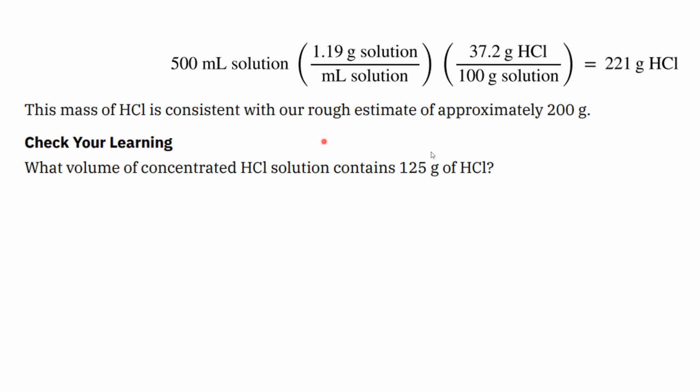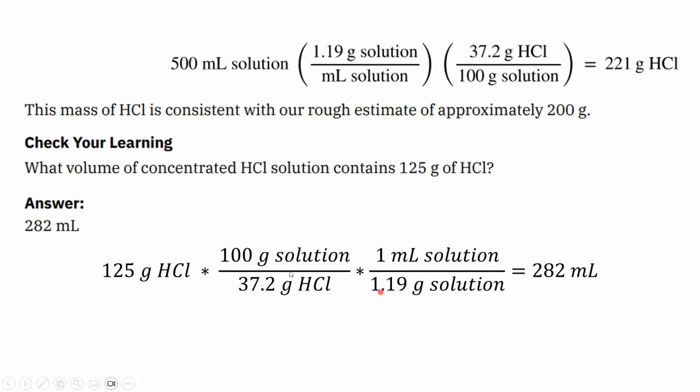So we'll start with 125 grams, and then since we're going in reverse, we'll have to essentially flip these parentheses. So we'll have grams of HCl on the bottom, grams of solution on top, and then we'll have to do the same thing with the density after that. But again, if we look at the units, grams of HCl canceled. So for every 37.2 grams of HCl, we have 100 grams total of solution. And then because 1.19 grams of that solution is equal to 1 milliliter of solution, we can figure out what the volume of that solution would be. And then again, we've got 3 sig figs, just because we had 3 sig figs in the values we were given to use.